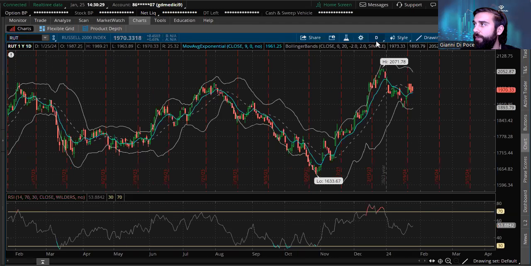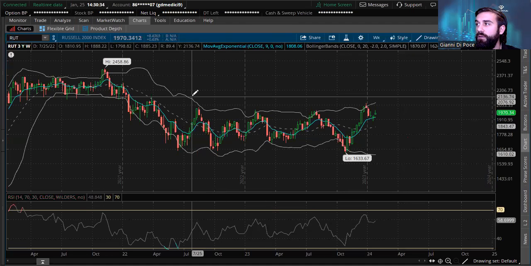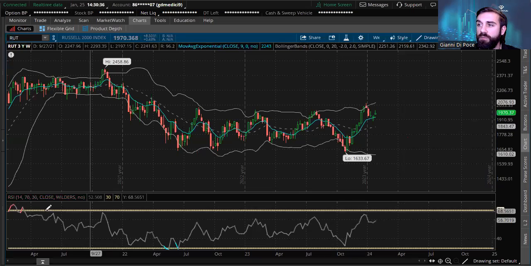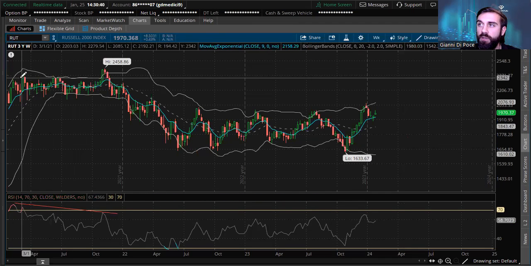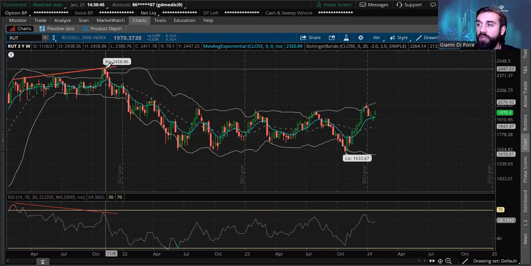Okay, and I'm actually going to zoom out here, because the Russell 2000 has been the weakest stock index for quite some time. And here's a really good example of bearish divergence. What does that mean? Well, look at what happened. The Russell 2000 hit an all-time high.